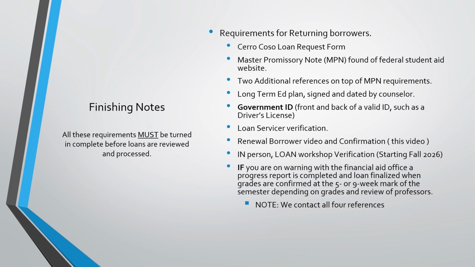If you are on financial aid warning, a progress report is required and loans are finalized after grade review at the 5 or 9-week mark, depending on the term. All references are contacted as part of the review process. All required documents must be submitted completely before loans can be processed.